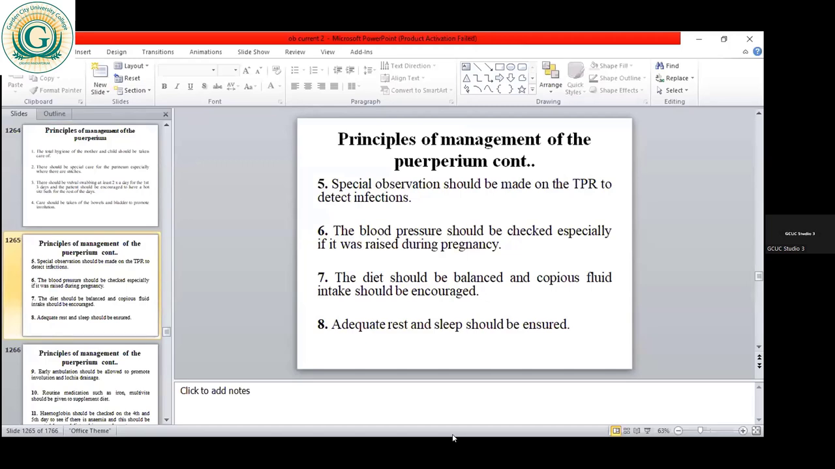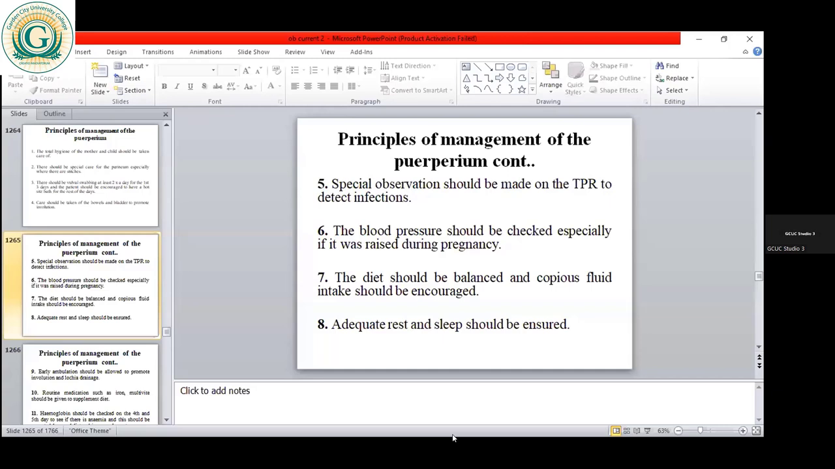Now you do special observation, TPR, don't forget. These observations and all those things that we are talking about now are the fourth stage of labor. And they all occur within what? The puerperium period. The blood pressure should be checked, especially if it was raised during pregnancy. After delivery, you have to check the blood pressure.